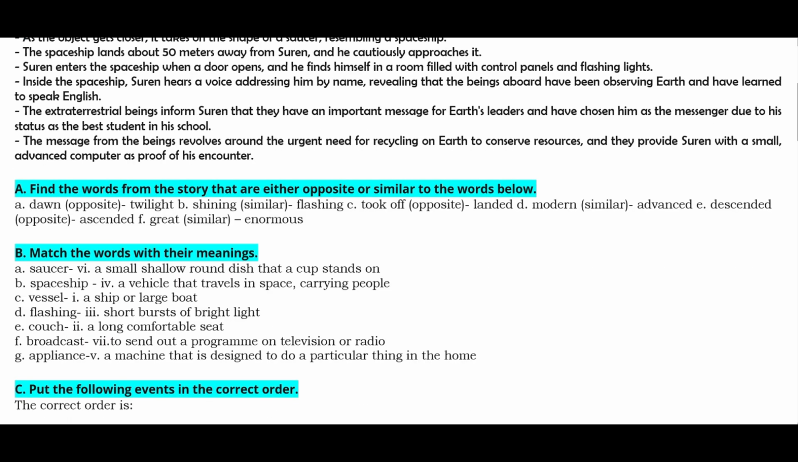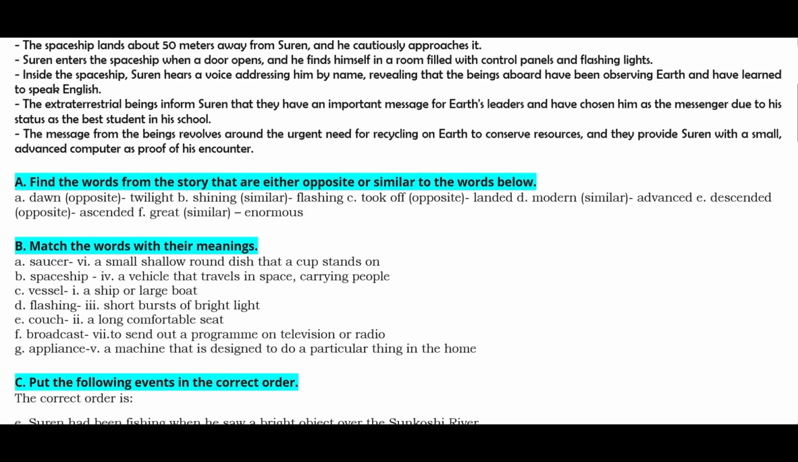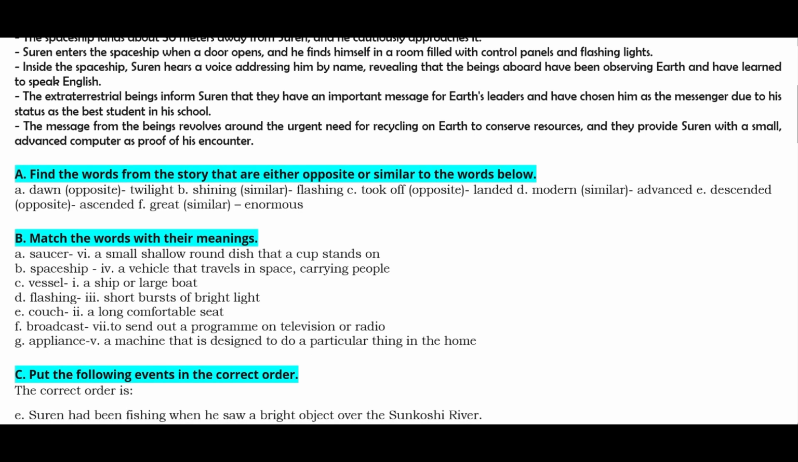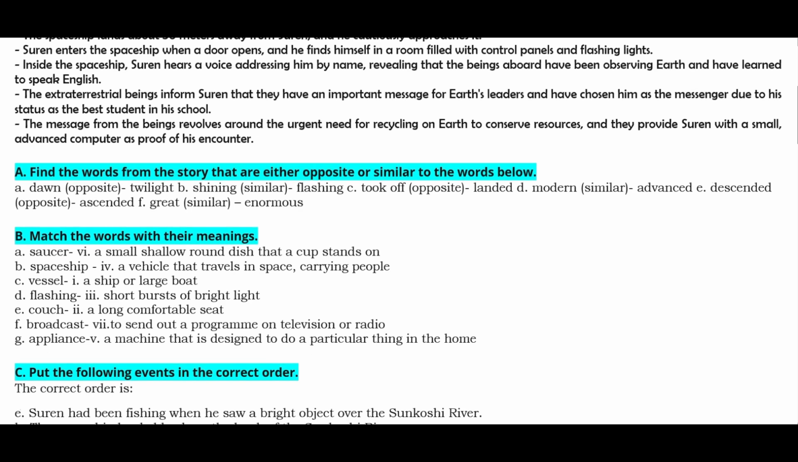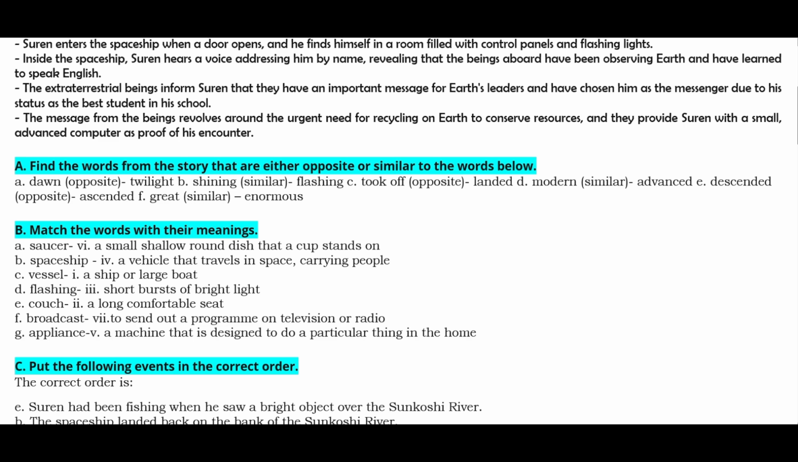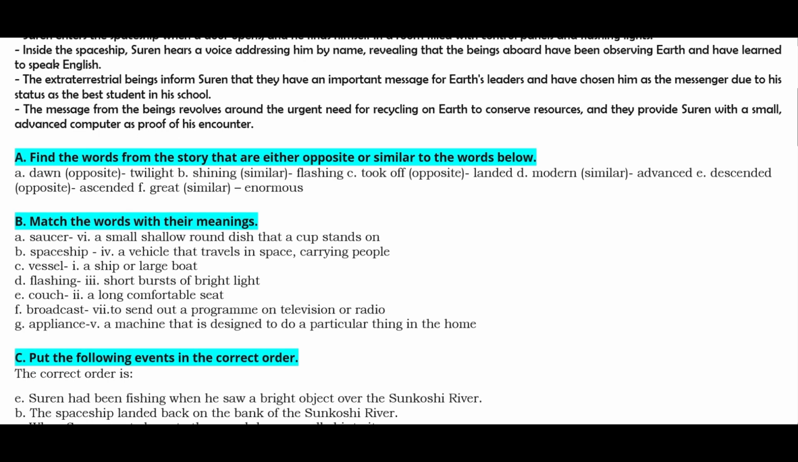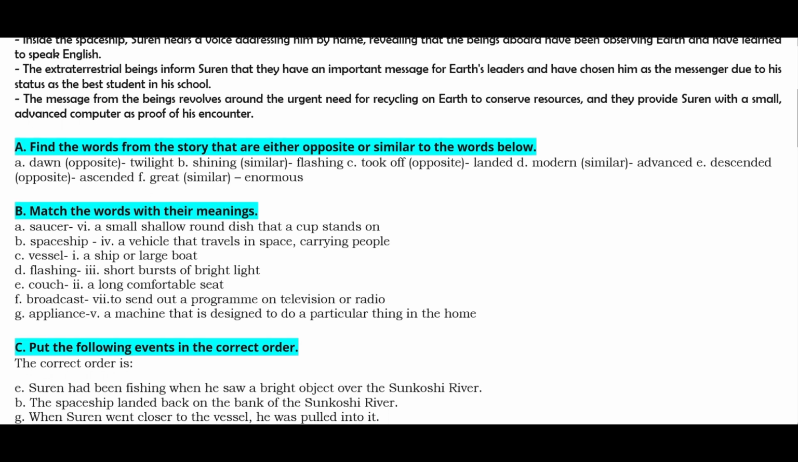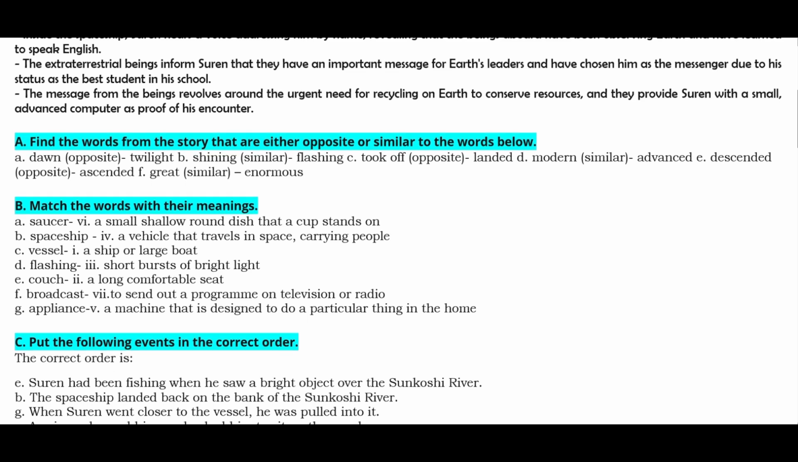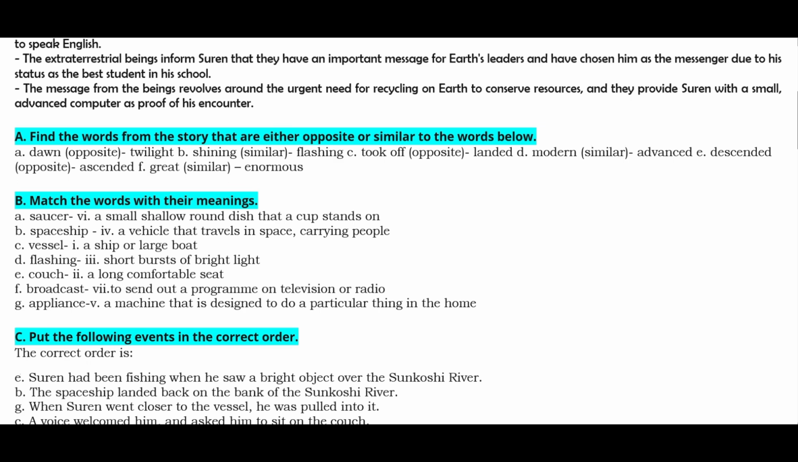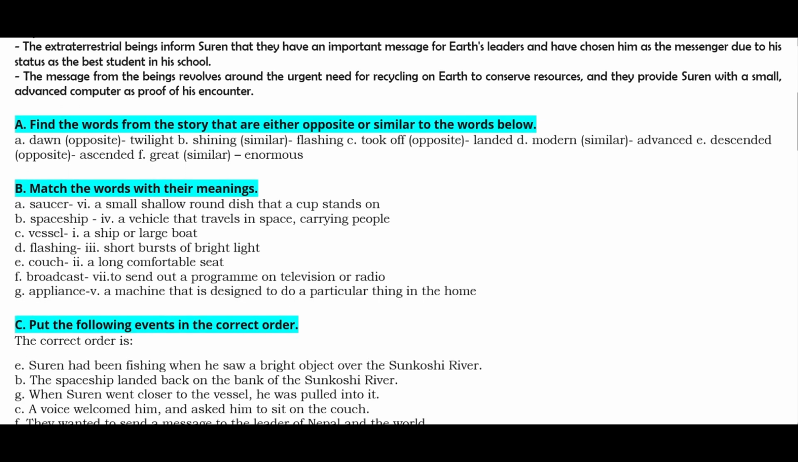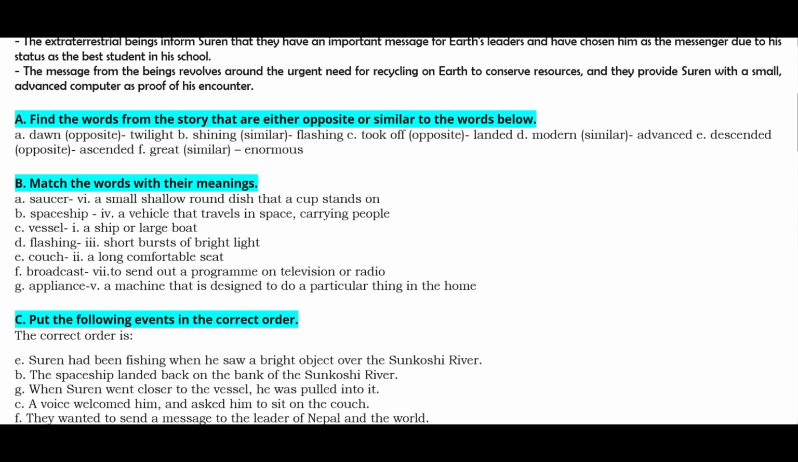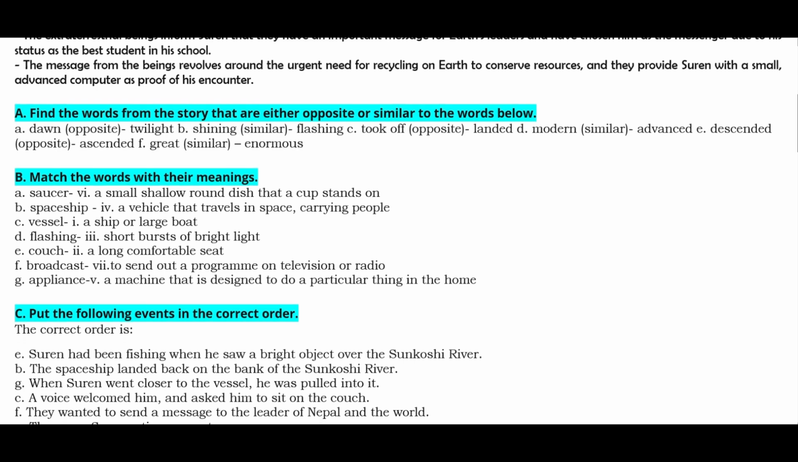C. Put the following events in the correct order. The correct order is: E. Suren had been fishing when he saw a bright object over the Koshi River. B. The spaceship landed back on the bank of the Koshi River. G. When Suren went closer to the vessel, he was pulled into it. C. A voice welcomed him and asked him to sit on the couch.